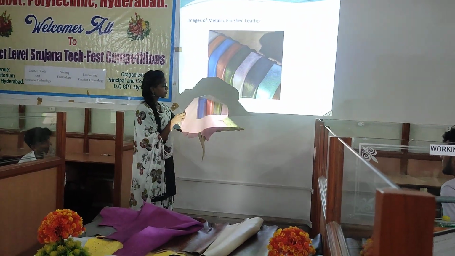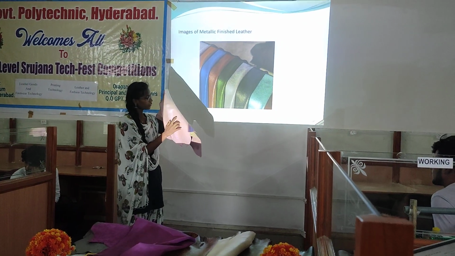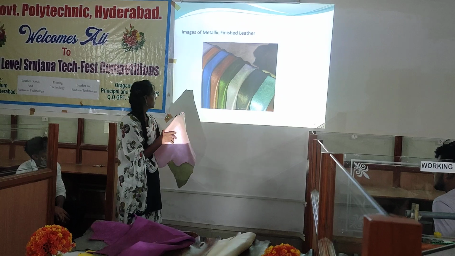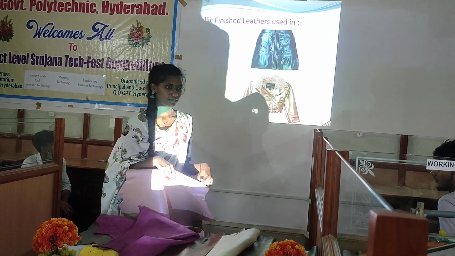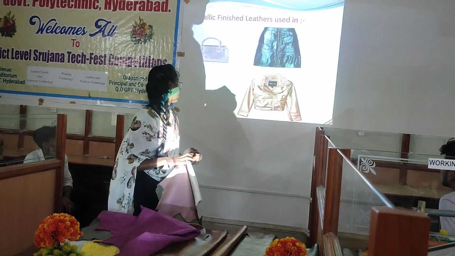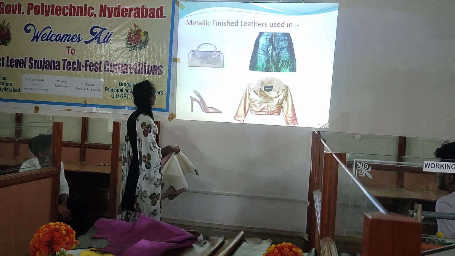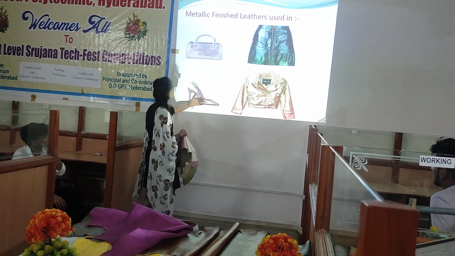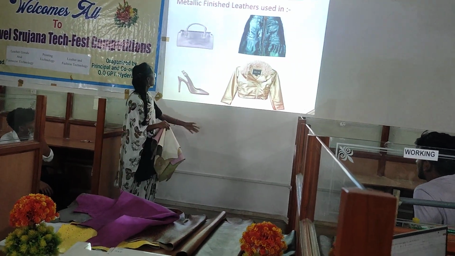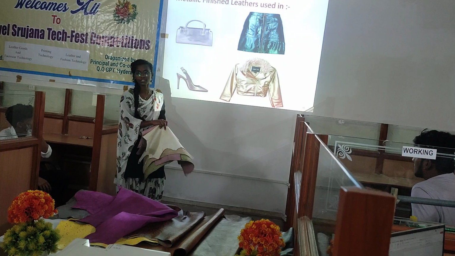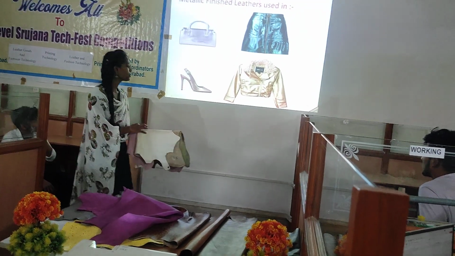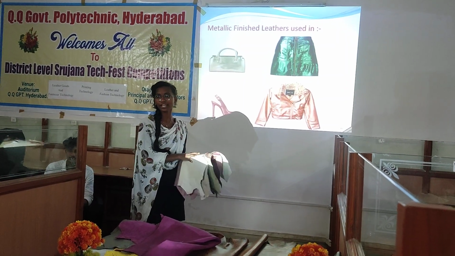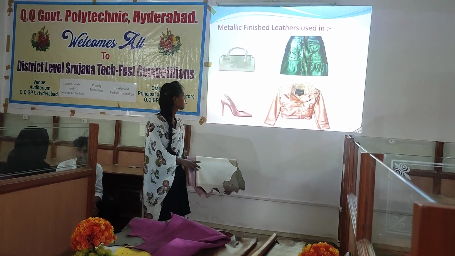And here these are the metallic leathers. You can see this shines like metal. And these are a few of the metallic leathers used. As we can see, we can make shoes and bags. We can make different goods and articles from metallic finish leather. It gives a different shine and appearance to the article.